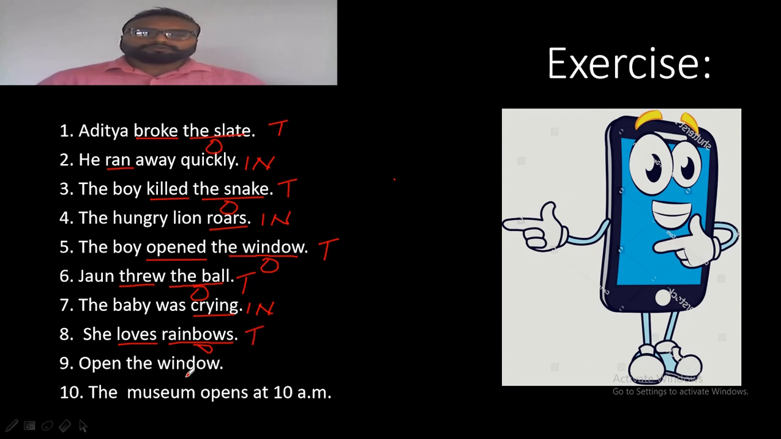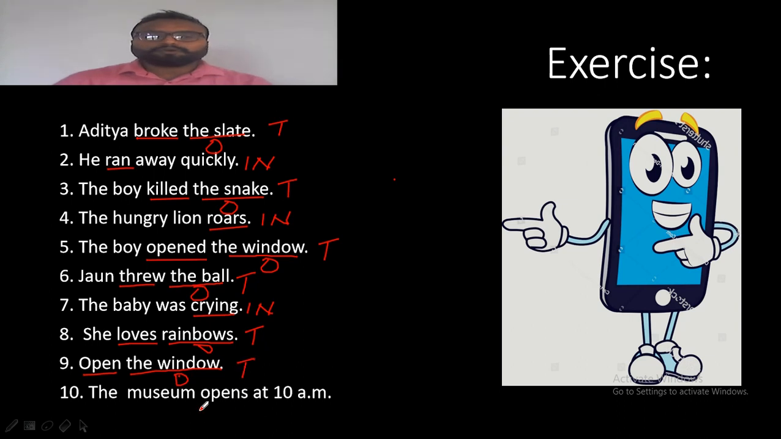Open the window. So here the subject is hidden. If suppose we say hurry, open the window. So open becomes a transitive verb and the window becomes the object. So this is a transitive verb. Here open is a transitive verb.